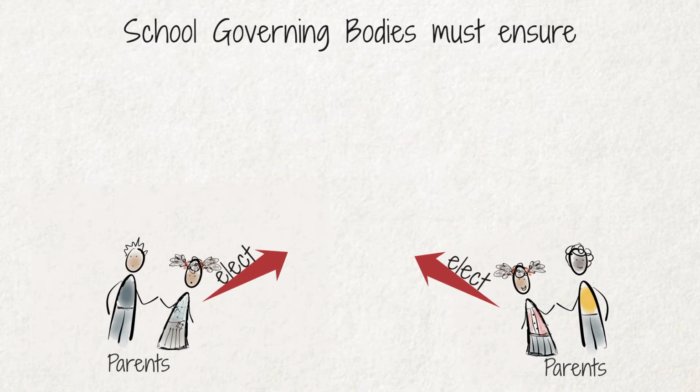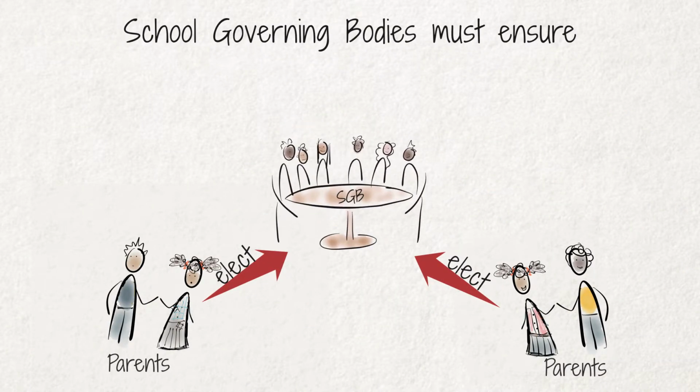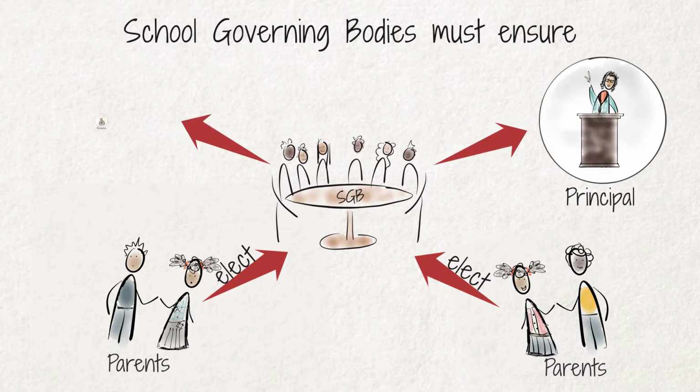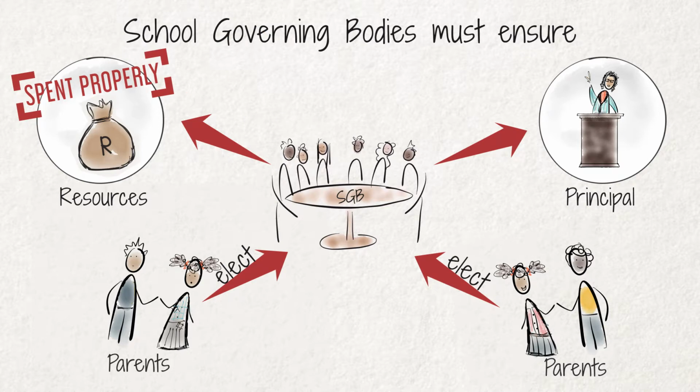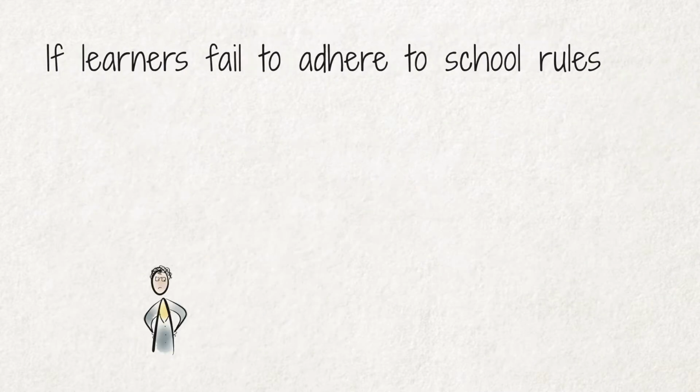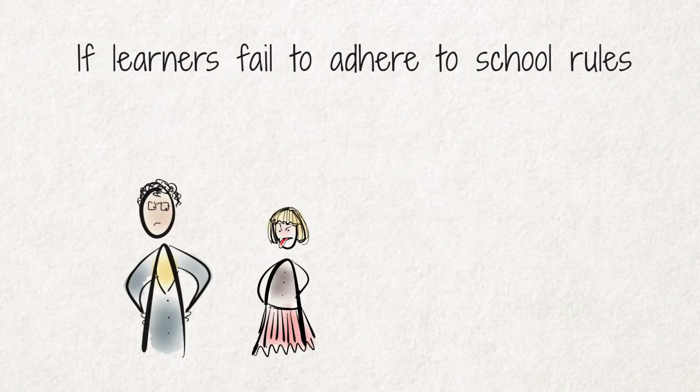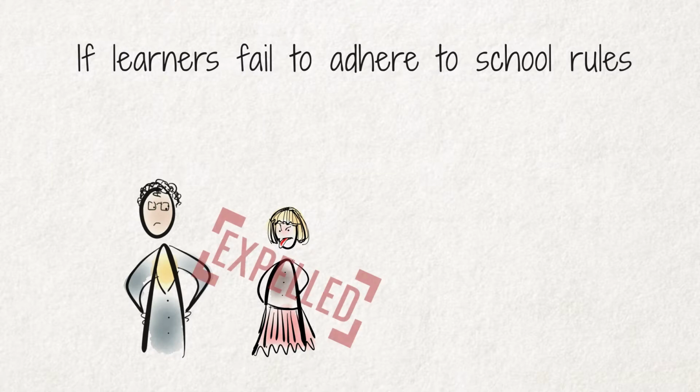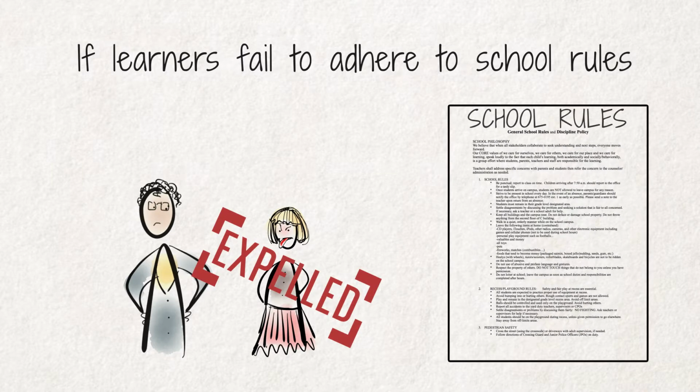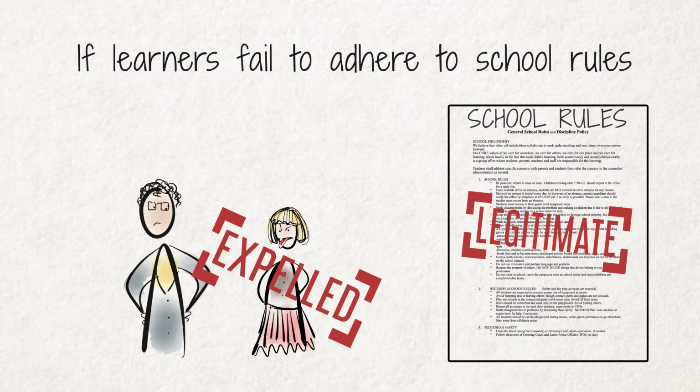Parents of learners elect a school governing body which must ensure that the principal does her work and that resources are spent properly. If learners fail to adhere to school rules, they can be disciplined and even expelled, as long as the rules are legitimate. This is an exception to the rule that no one may be refused access to basic education.